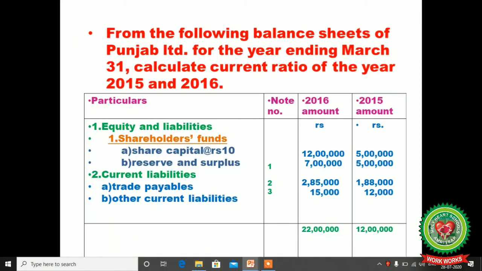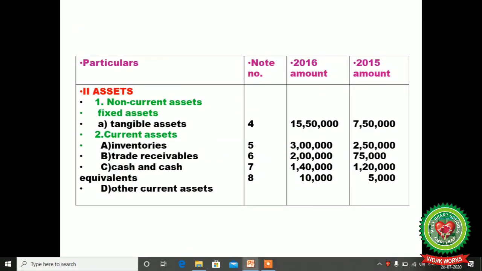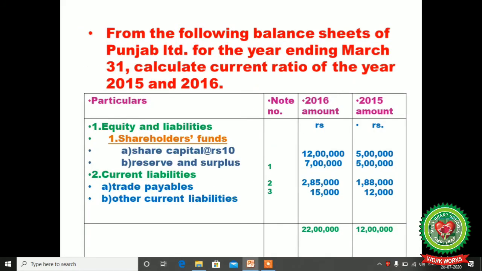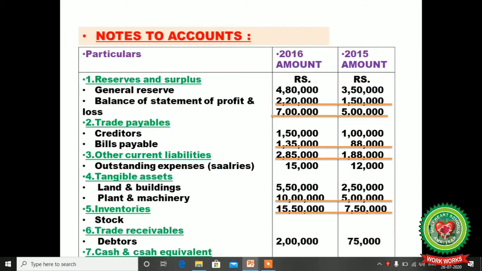Likewise, check out the current liabilities: 1,88,000 and 12,000, trade payables and other current liabilities. So record here 1,88,000 other current liabilities and trade payables. Now the total amount here is 2 lakh considered. Okay. So after considering the current liabilities from the statement, students, it's time to apply it to the formula.